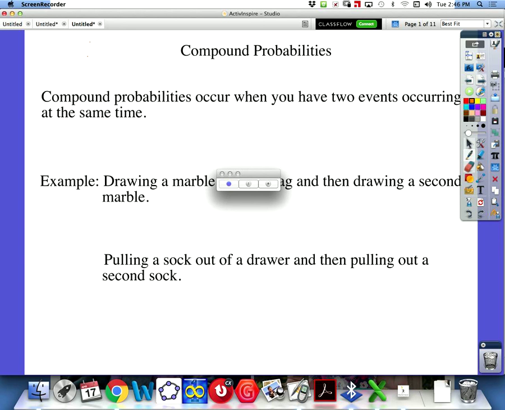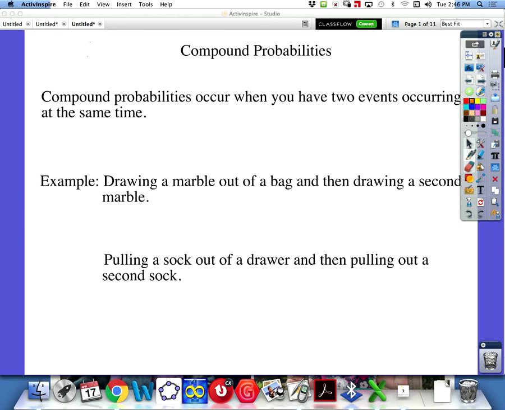Hey everyone! Today we are continuing with compound probabilities. When we're talking about compound probabilities, compound means two events that are occurring at once.